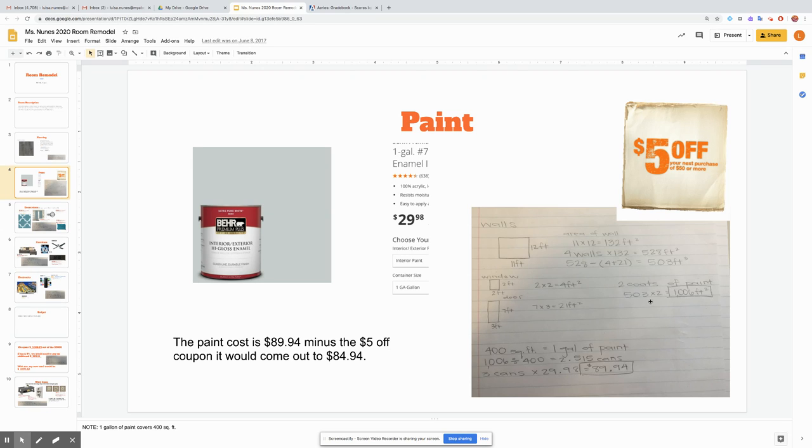I actually decided to do 2 coats. So that made this my square footage. I divided that by 400 because I told you 400 square feet is for 1 gallon. And that told me I needed 3 cans of paint.